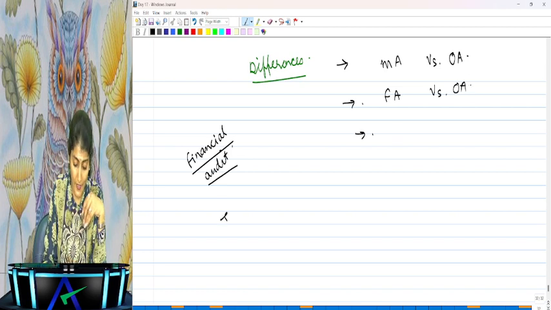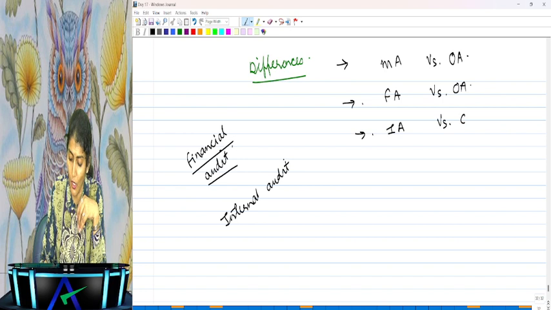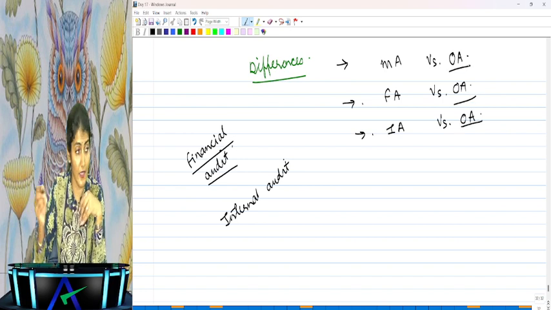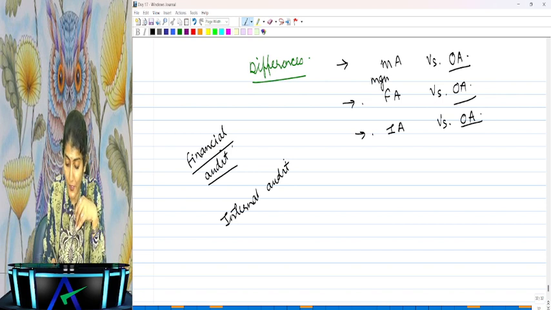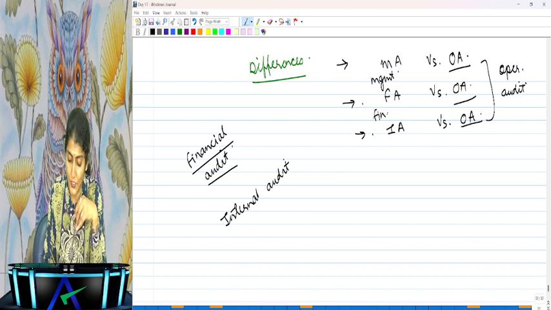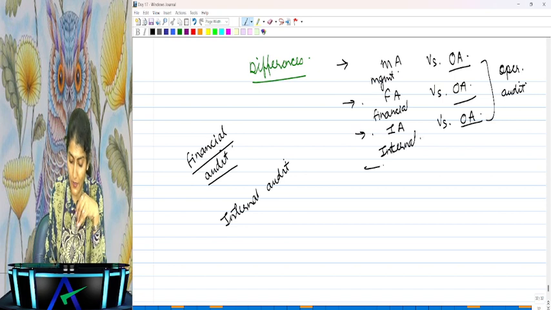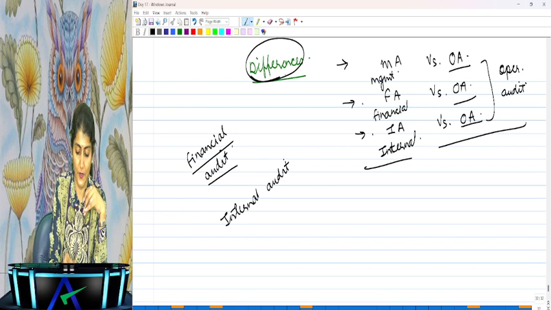And third, what I'm writing over there is the IA. What is IA? Internal audit. So the differences between the internal audit versus the operational audit. One side is clear, it is operational audit only. On the left hand side, it is the differences between the management audit and the operational audit, the financial audit and the operational audit, and the internal audit and the operational audit. Are you understanding? This is one more discussion which we need to have.